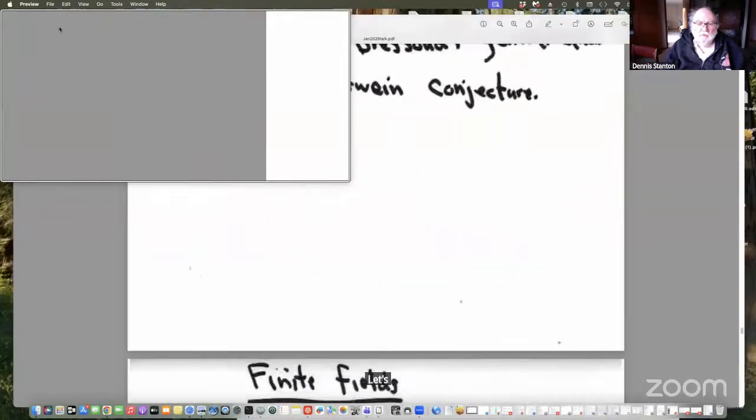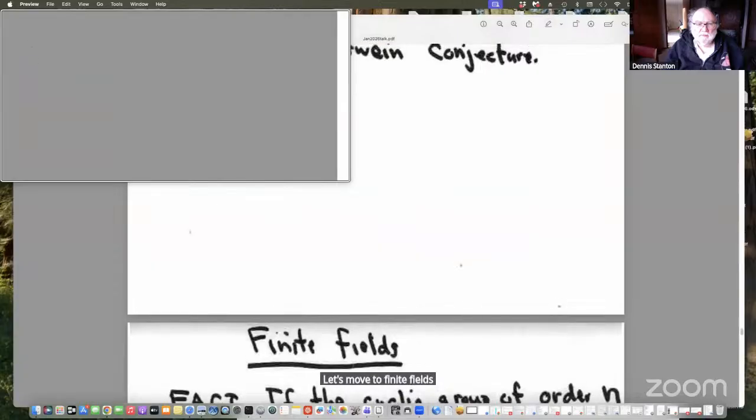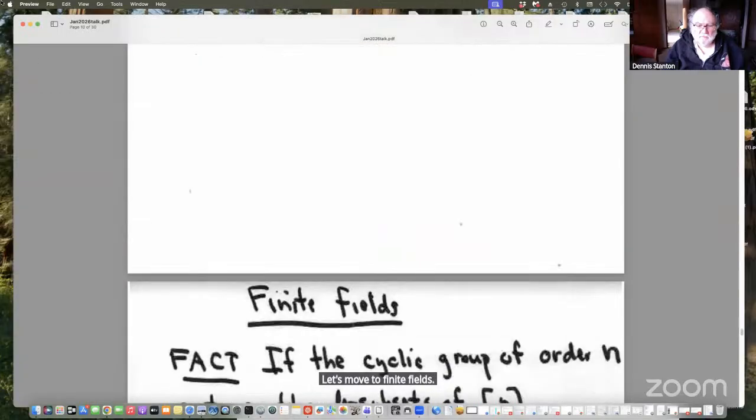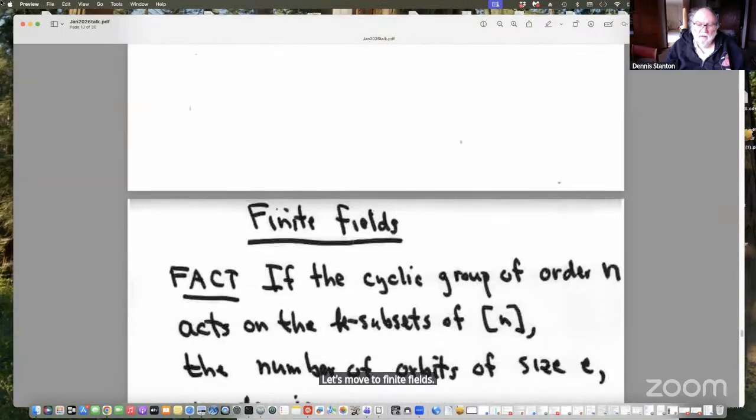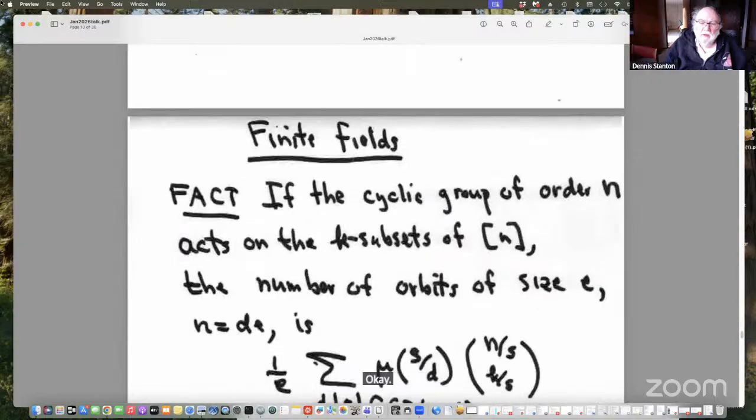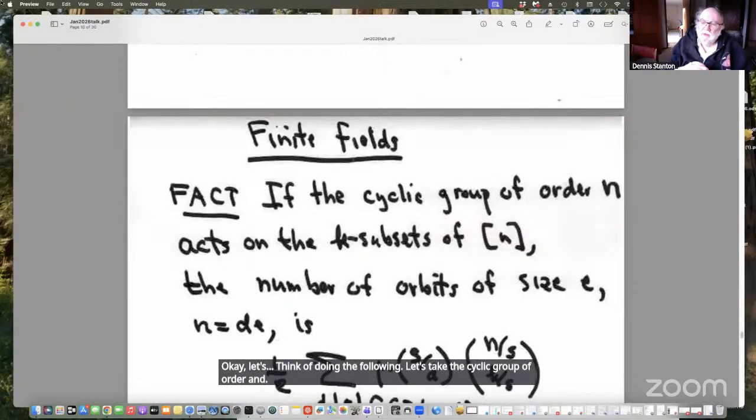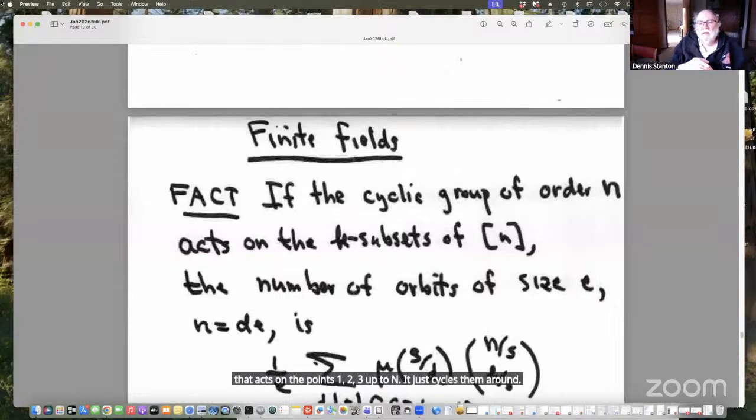Let's move to finite fields. Okay, let's think of doing the following. Let's take the cyclic group of order n that acts on the points 1, 2, 3 up to n. It just cycles them around. If it acts on those points, there's an induced action on all the k-subsets of n.